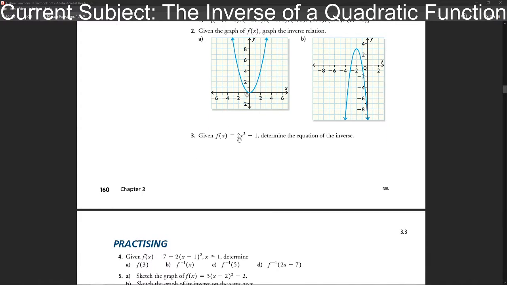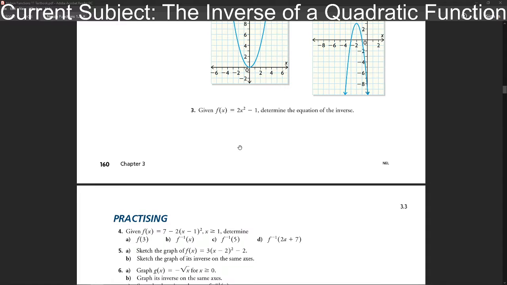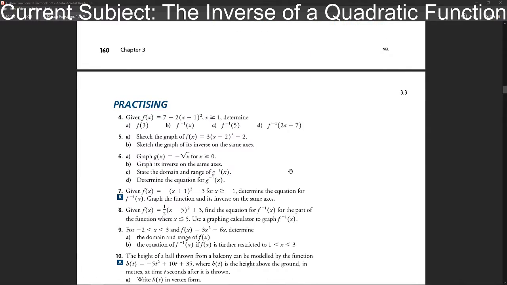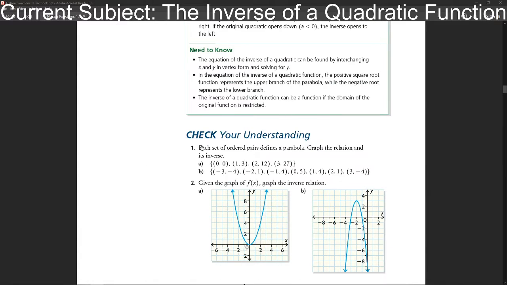Given f of x equals 2x squared minus 1, determine the equation of the inverse. Again, just solve for the variable, super easy function, right? Wonder if they'll give us some more interesting questions like that virus or bacteria question up there.